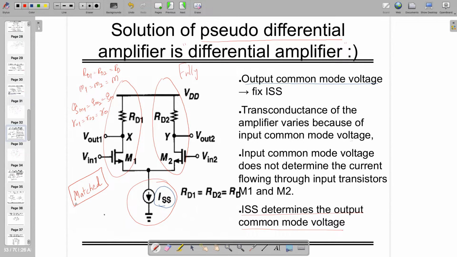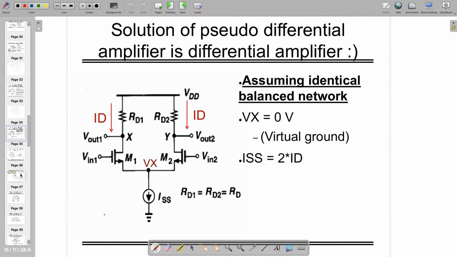If this is the case, then you can have all even harmonics at 0 and the common mode voltage at 0, right? So this is the advantage.